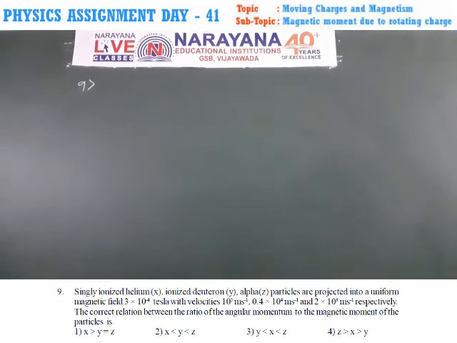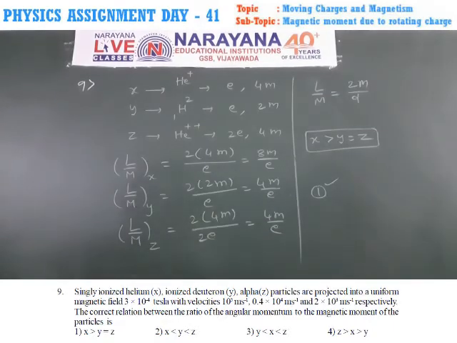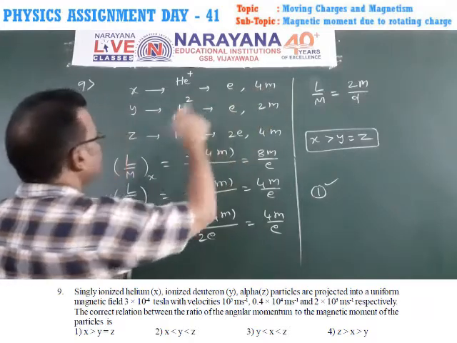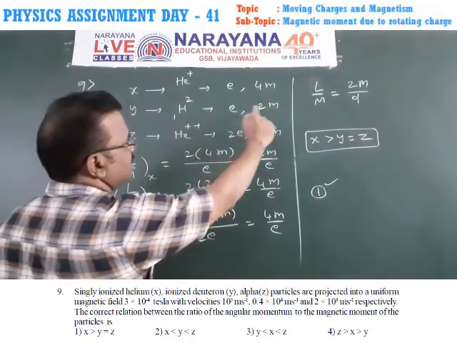Question number 9. Singly ionized helium X, singly ionized deuterium Y, alpha Z particles are projected into a uniform magnetic field 3 into 10 power minus 4 Tesla with velocities 10 power 5 meter per second, 0.4 into 10 power 4 meter per second and 2 into 10 cube meter per second respectively. The correct relation between the ratio of the angular momentum and the magnetic moment of the particles is. See here for X, helium plus, charge is e, mass is 4m. For Y, deuterium, charge is e, mass is 2m.